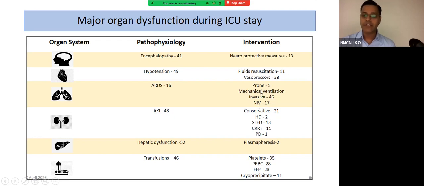Mechanical ventilation wise, a total of 46 patients received invasive mechanical ventilation, out of which 17 patients required non-invasive ventilation also. This mechanical ventilation per se was instituted for lung pathology as well as for rapidly worsening encephalopathy, rapidly worsening hypotension, and rapidly worsening severe metabolic acidosis. As far as acute kidney injury is concerned, 48 patients had acute kidney injury, out of which 21 were managed conservatively, and the rest required some form of renal replacement therapy during their stay in CCM. 52 patients had hepatic dysfunction, out of which 2 required plasmapheresis. Overall, 46 patients received transfusion, and the maximum transfusion requirement was around 35.